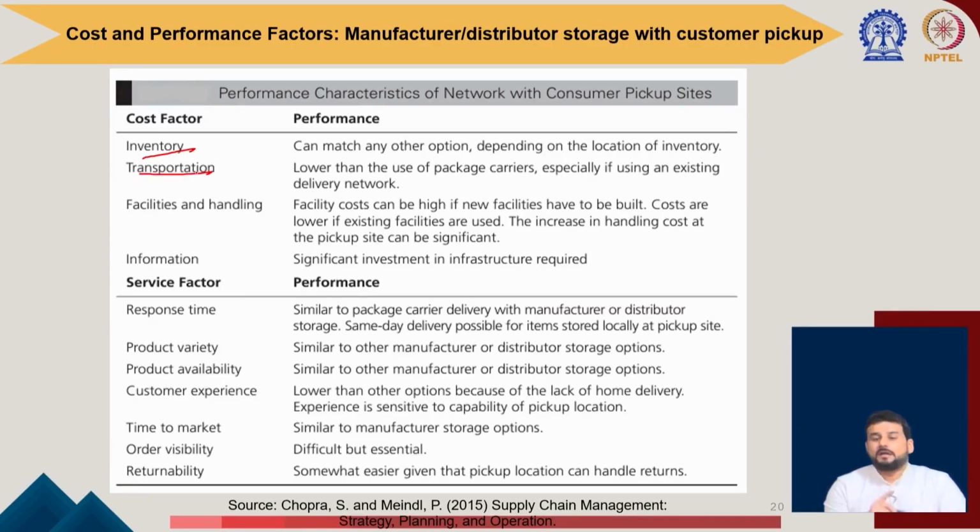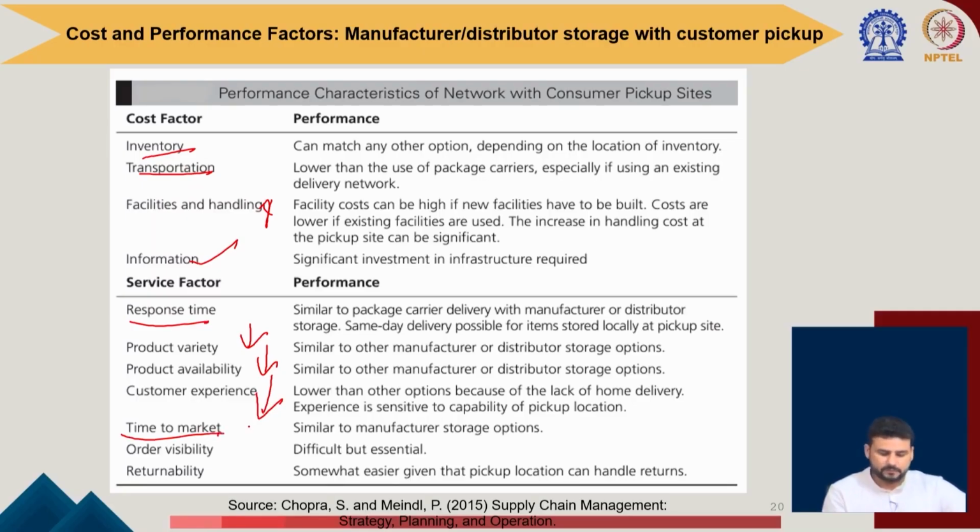Facility and handling cost will be high, because you are now maintaining nearby pickup locations also, where you need to maintain the inventory. And information, you need to invest in information infrastructure, because you need to consolidate the orders and then keep your customer updated that the orders have been received at the pickup location. Response time is similar to the last one, higher, right, because it will take time to reach the pickup location. Product variety will be a little lesser, product availability will be lesser, because now you are not storing at the manufacturing location. Customer experience will be lower in this kind of network, because you are not getting home delivery.